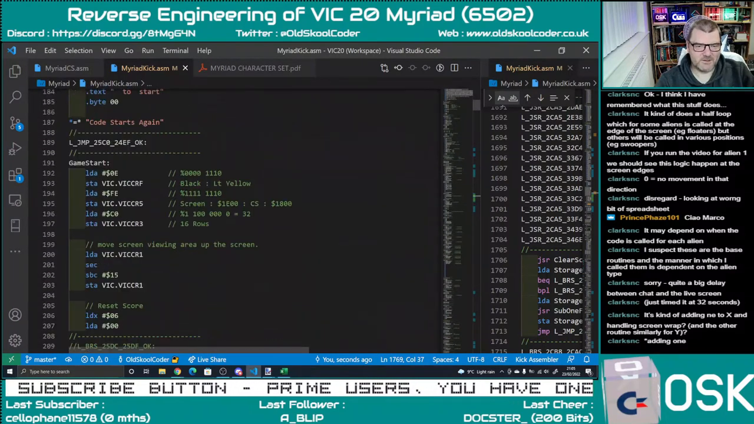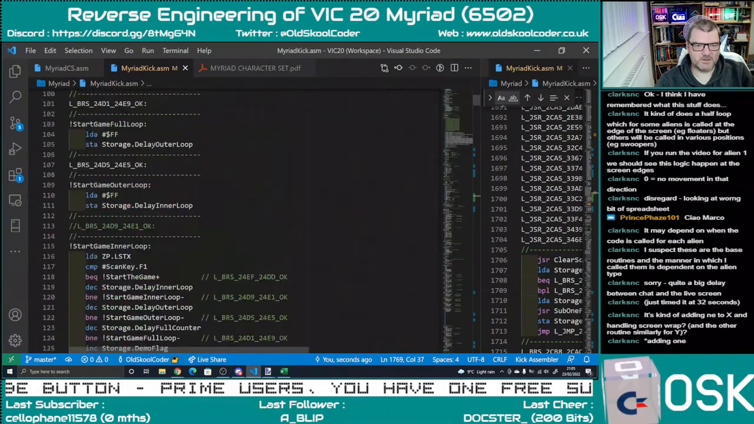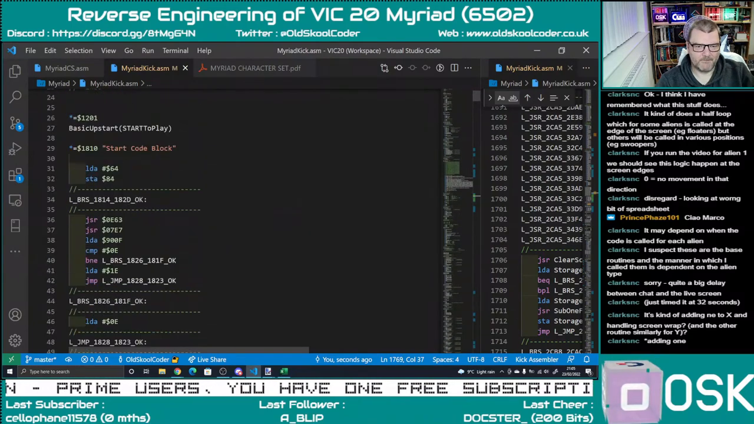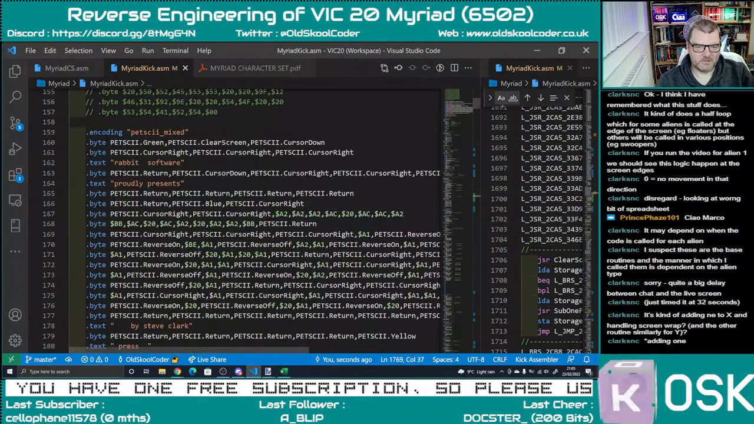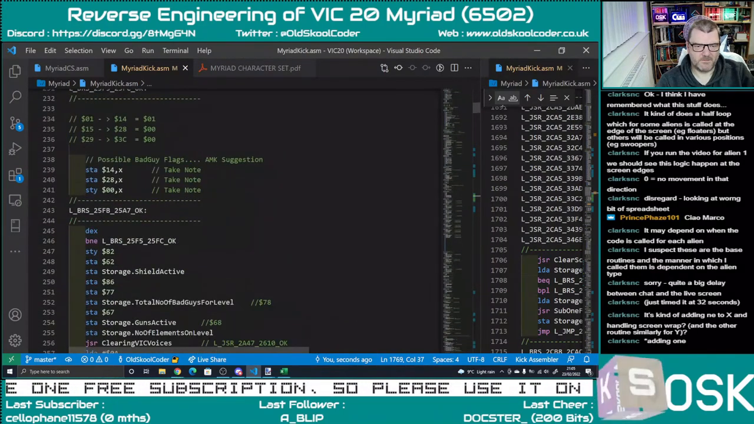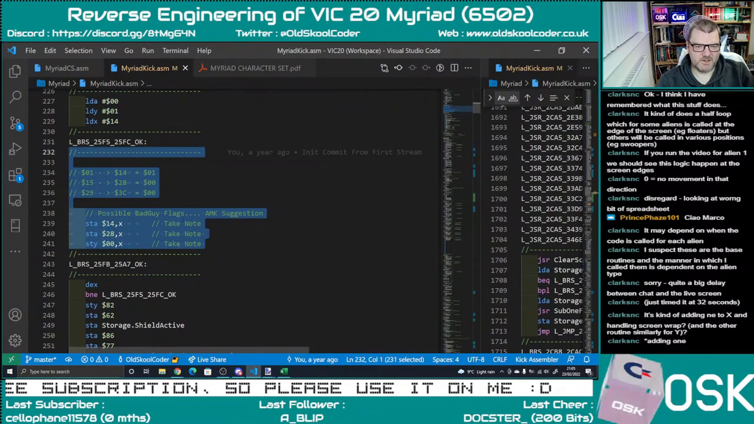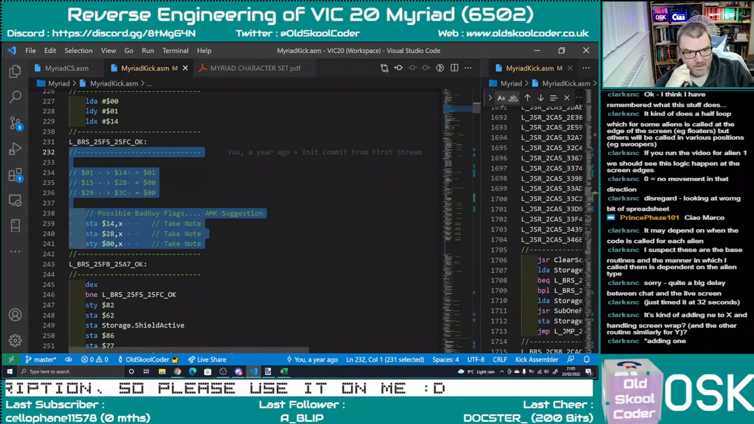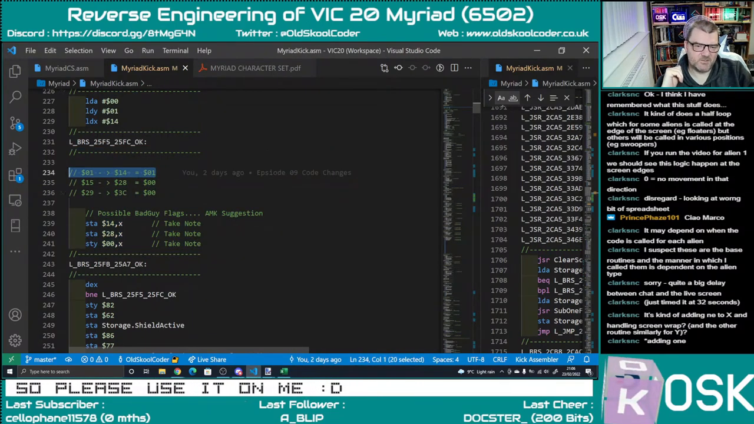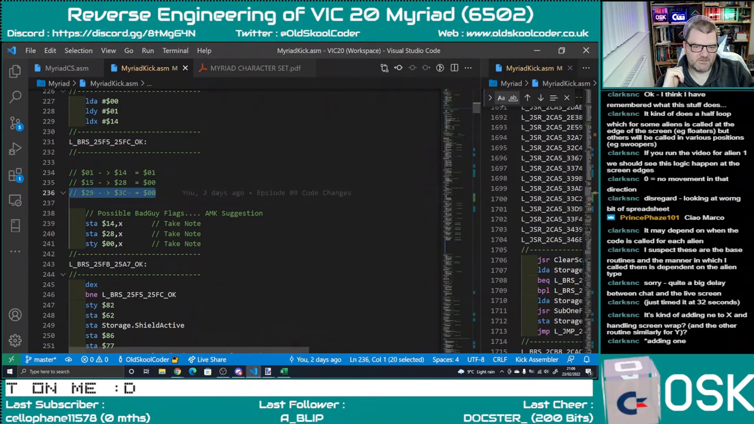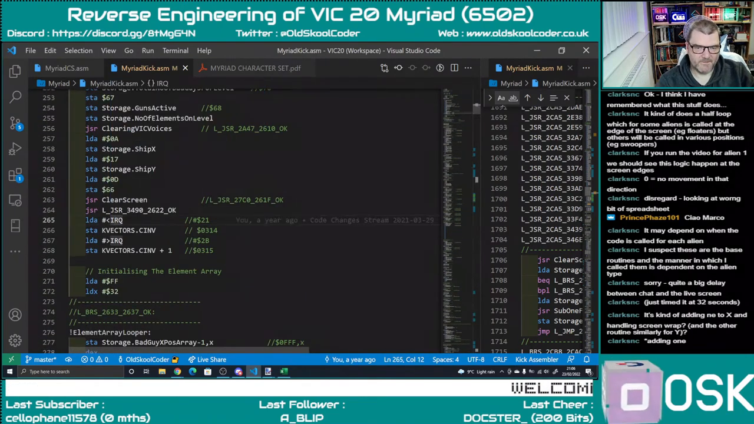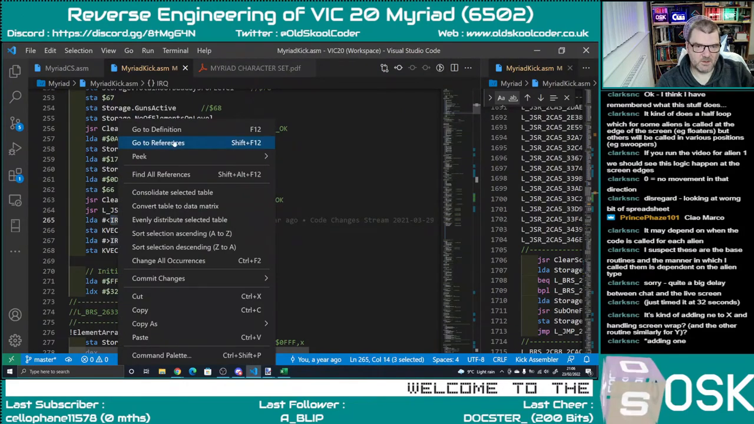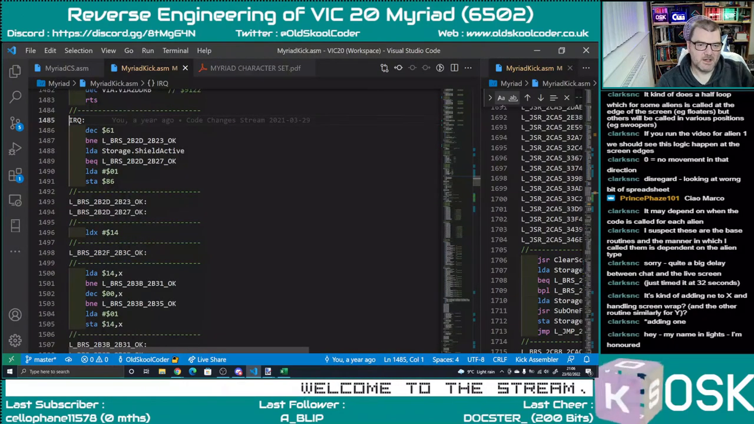So, let's try and find the IRQ, because I want to understand. Where is it? I've got it somewhere here. I want to understand what these three arrays are for. When we did the investigation earlier, we found that this seemed to have ones in, this seemed to have zeros in, and that seemed to have zeros in. But Steve says it's to do with the IRQ. So here's the IRQ. We'll go to the IRQ and try and find out what's going on.